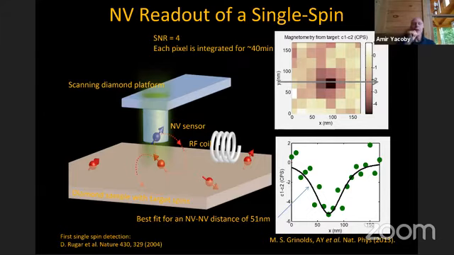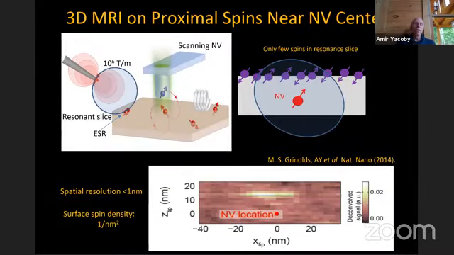I just want to comment that when these results came out in 2013, the only previous measurement of a magnetic field from a single spin was done using magnetic resonance force microscopy by Dan Rugar at IBM Almaden, and they measured each pixel for 13 hours. So even though this is still rather slow because the distance is large, it is a big improvement.